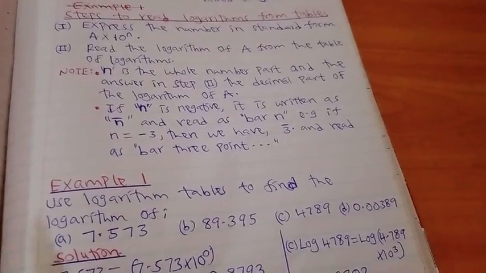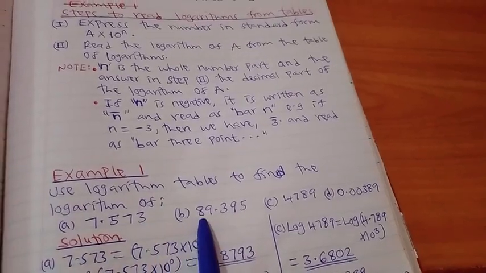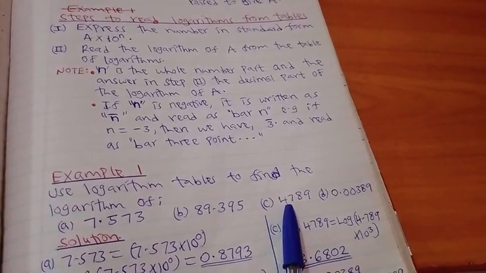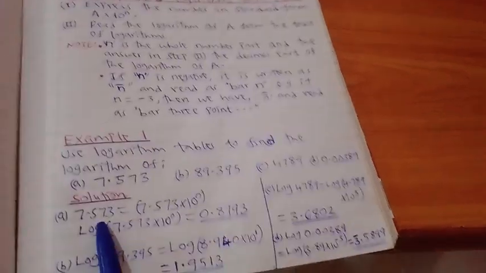Example 1. Use logarithm tables to find the logarithm of A, 7.573; B, 89.395; C, 4789; and D, 0.00389. Solution.